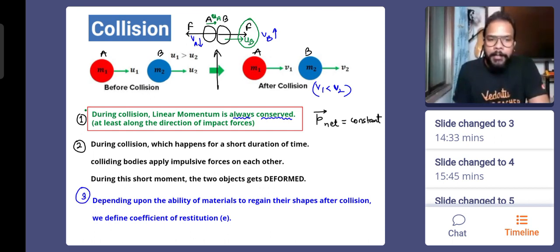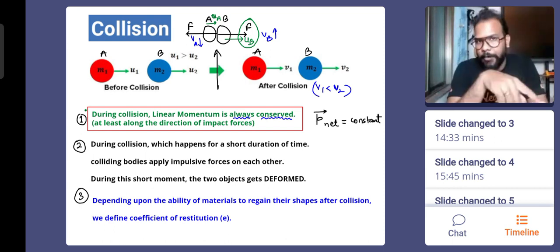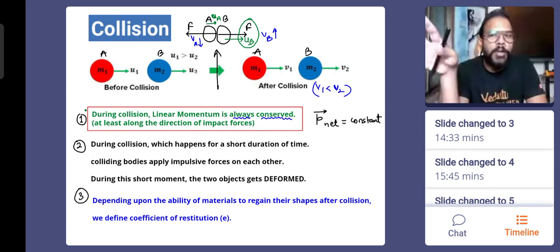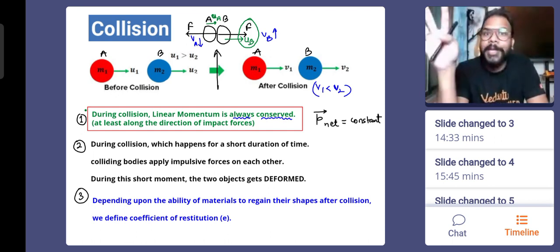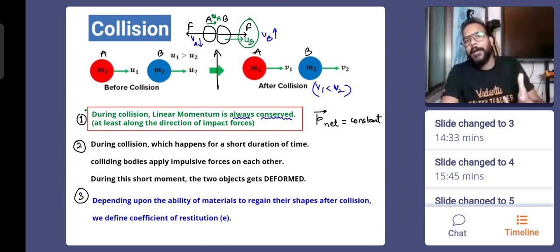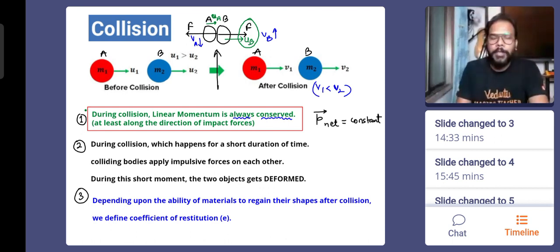And third, depending upon the possibility of the objects being able to regain their shapes: when they collided, their shapes got deformed. Whether they are able to regain their shape, whether they are half regaining their shape or some partial amount of regaining, or third, not at all trying to regain the shape, we define the three types of collision. But before we define the three types of collision or study them one by one, we will define a mathematical coefficient which will give us the idea of the three types of collision. Now switching on the chat so that I can ask you people.